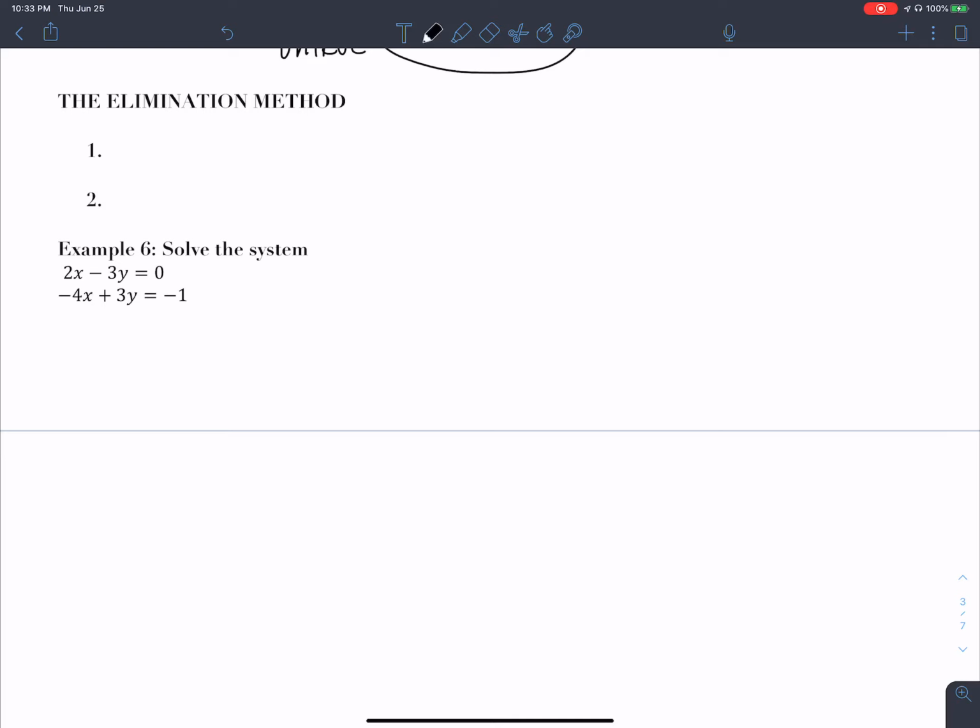All right, so we're going to talk about elimination when it comes to solving two equations, two unknowns. The big deal about elimination is that in order to eliminate a variable, you have to have the same number, but they have to be opposites. So your first step is to identify the best variable to eliminate.